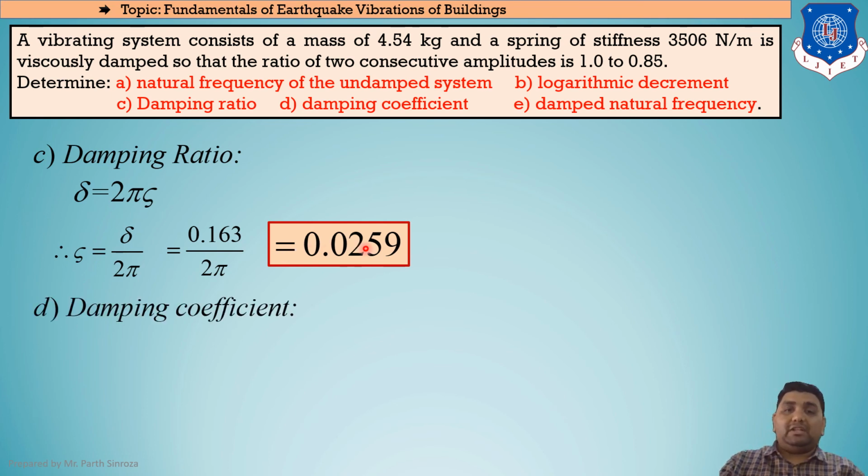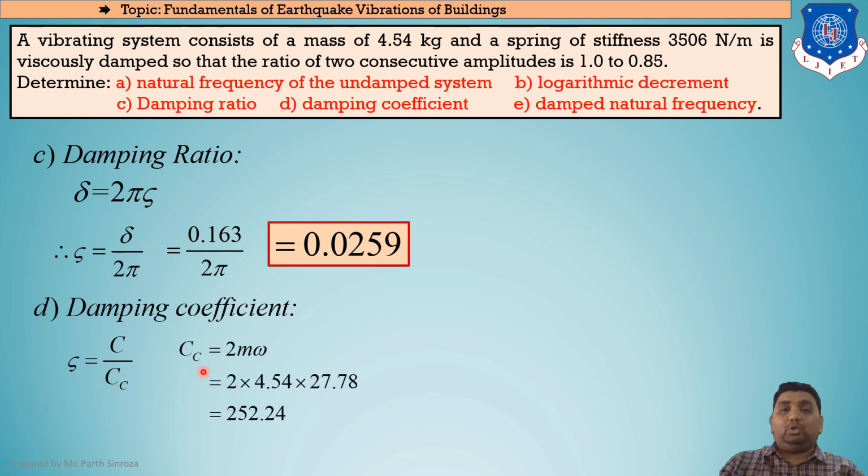Now moving on to the fourth case. The fourth case is to find the damping coefficient, that means C. As we all know, zeta, the damping ratio, equals C upon Cc, and we need to find this value C. For that we must know the critical damping coefficient Cc, and Cc is always equal to 2 m omega. As we can see here, the mass m is already given in the question as 4.54. Omega is our angular frequency, which we have already calculated earlier, that was 27.78. So here the value of Cc, our critical damping, comes out to be 252.24.